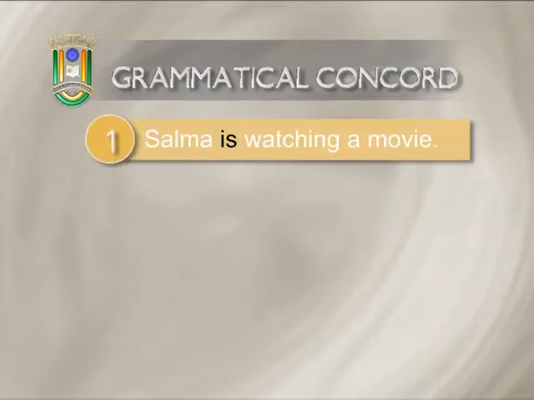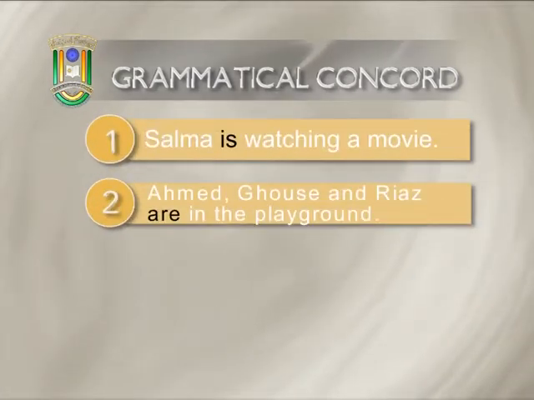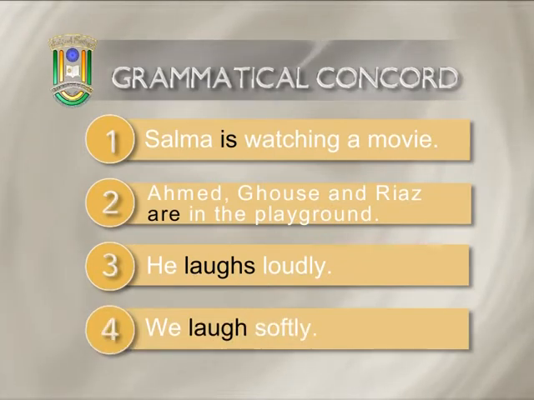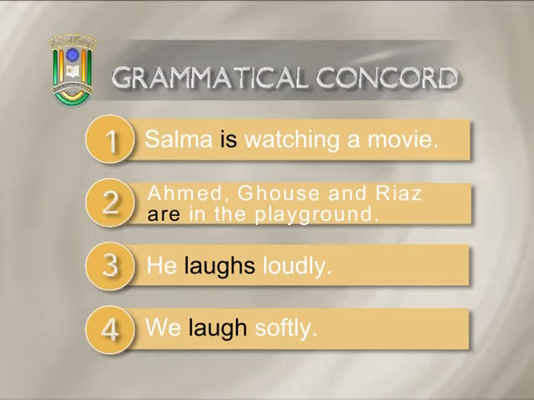Now let us look at a few other uses of grammatical concord. Salma is watching a movie. Ahmed, Ghaus and Riaz are in the playground. He laughs loudly. We laugh softly. In the first sentence, the subject is third person singular and the verb agrees accordingly. In the second sentence, the subject is in the plural. Ahmed, Ghaus and Riaz, we are talking about three persons, so the verb agrees accordingly.